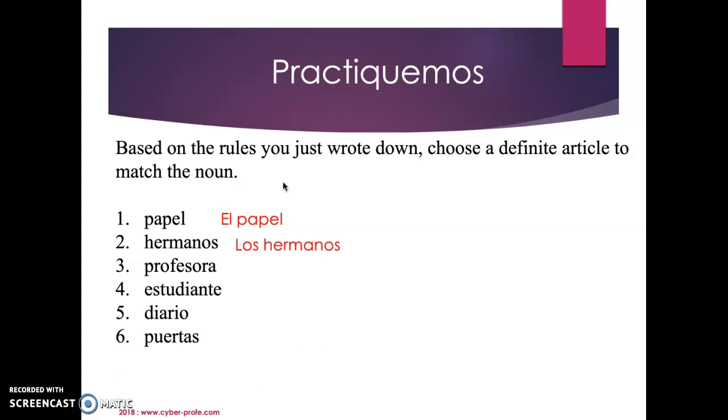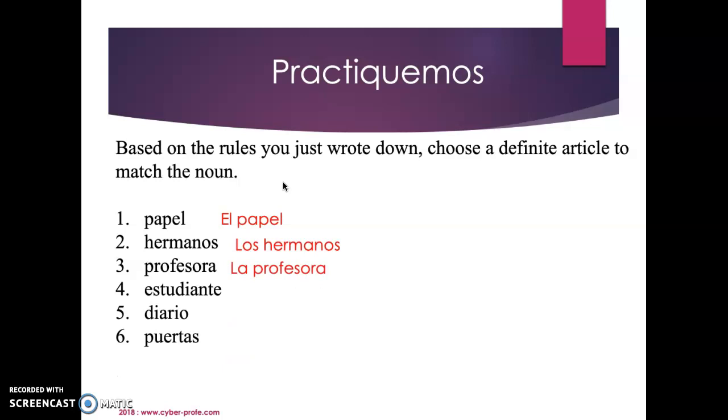Next one, we have los hermanos. Again, that ends in OS, telling us it is plural. So we would put los hermanos there. Profesora doesn't have an S on the end, meaning it is singular, and it's ending in an A, which tells us it is feminine, so it is la profesora.